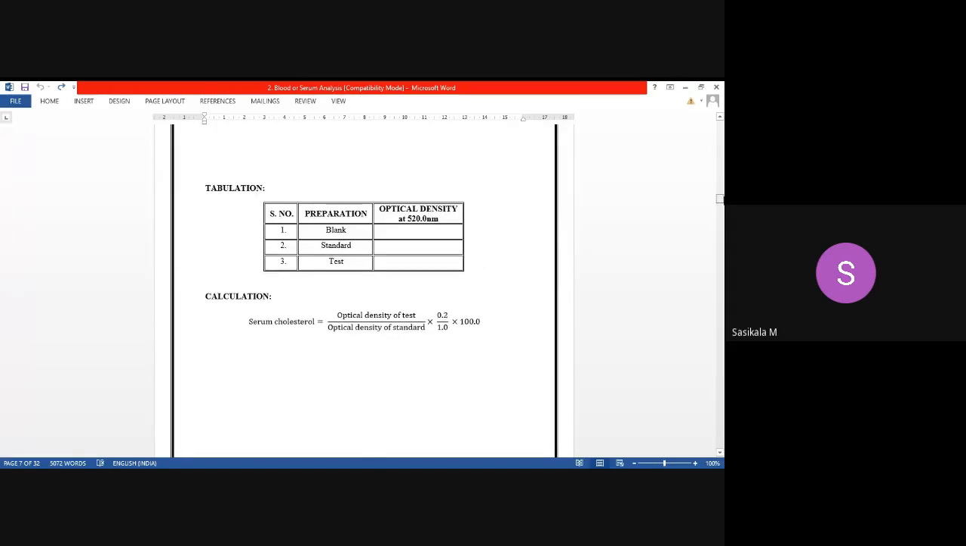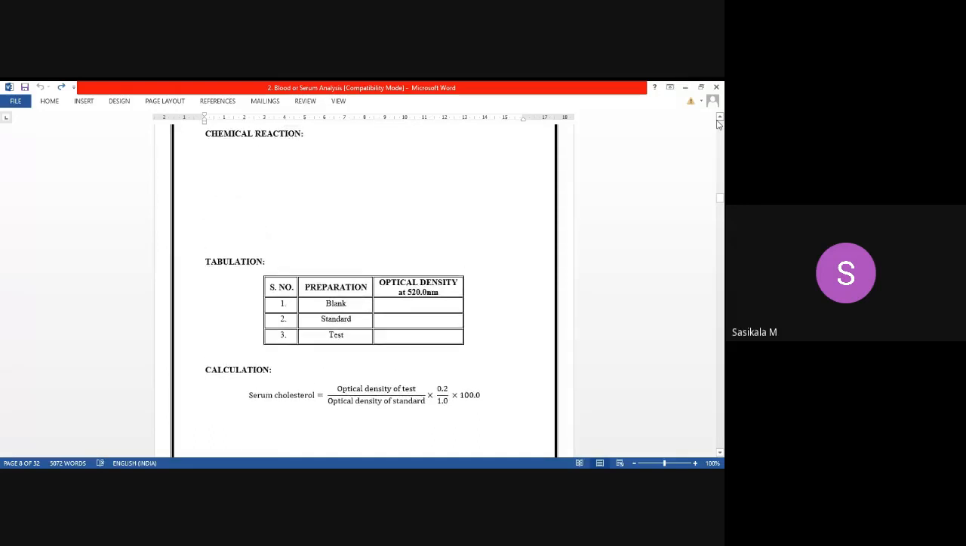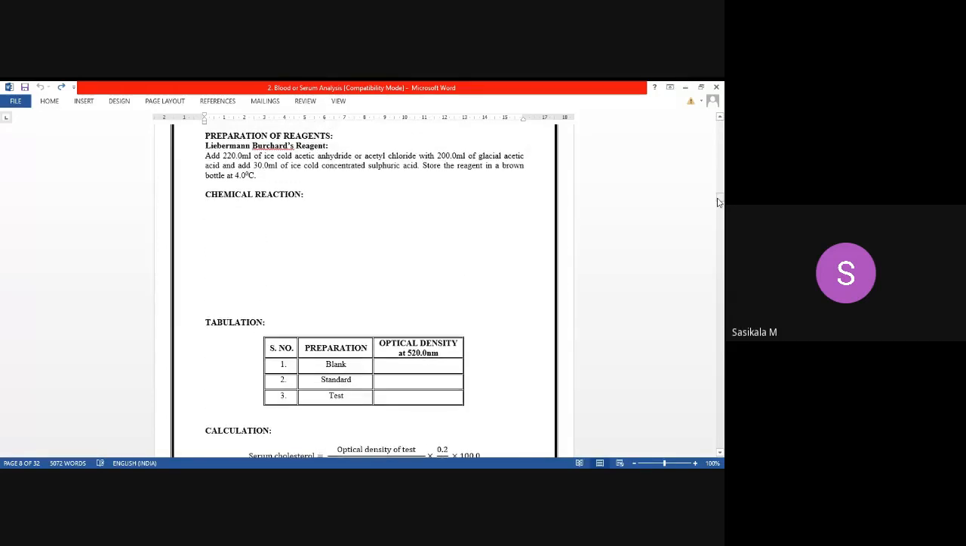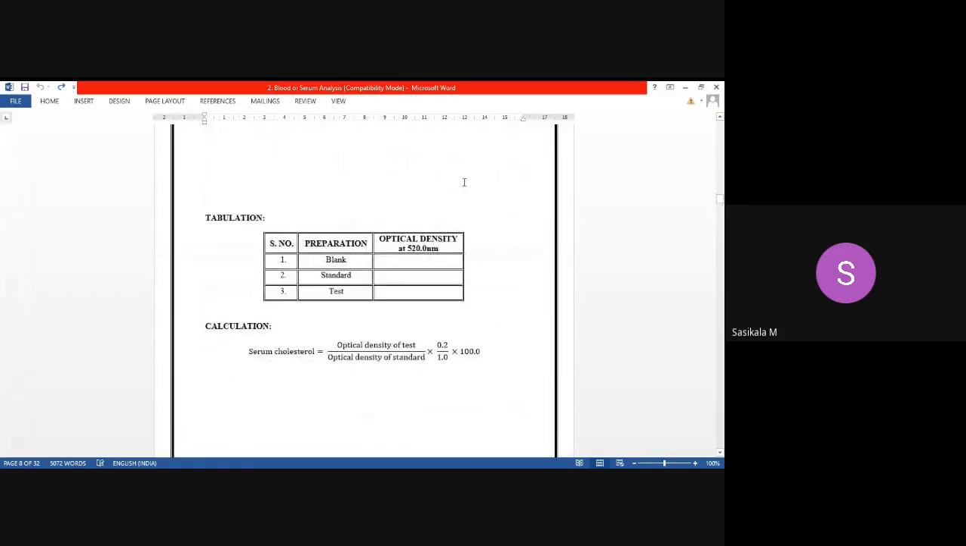So this is how the reagent is prepared. After analyzing the absorbance, you need to write the optical density at 620 nanometers. No, 620 or 520? I have given 520. It is 620. Wait, let me check with another record. It is 620 only. That is a typographical error.